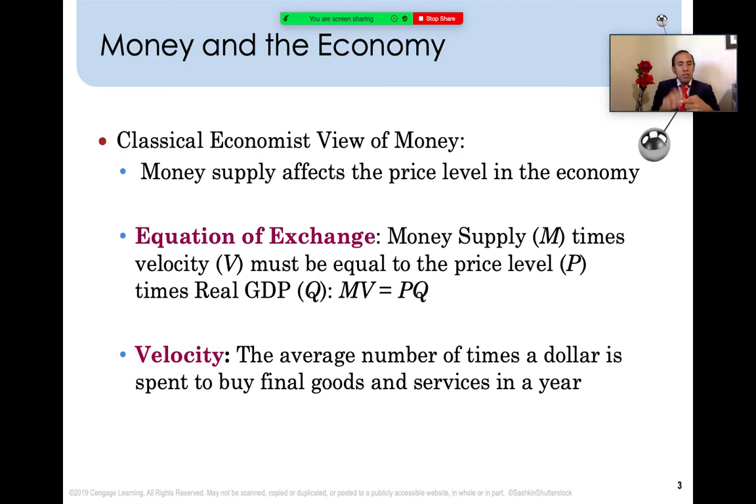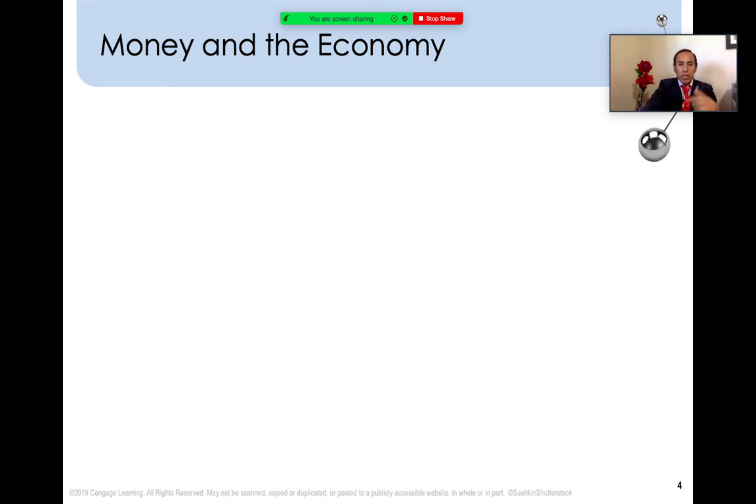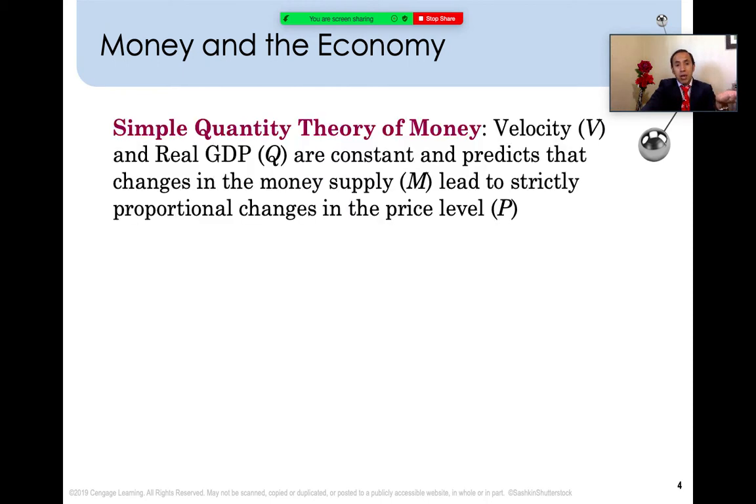Now, when we're looking at the velocity, it can change. Velocity is the average number of times that any dollar or any given money supply travels through the economy, or how many times it is spent on buying goods and services in the market. And velocity can increase or decrease depending on the transactions that occur, or can remain constant.